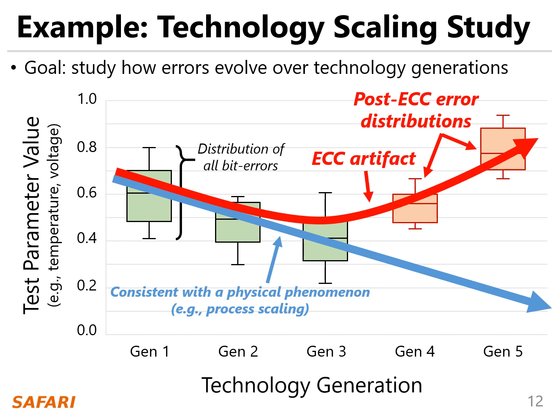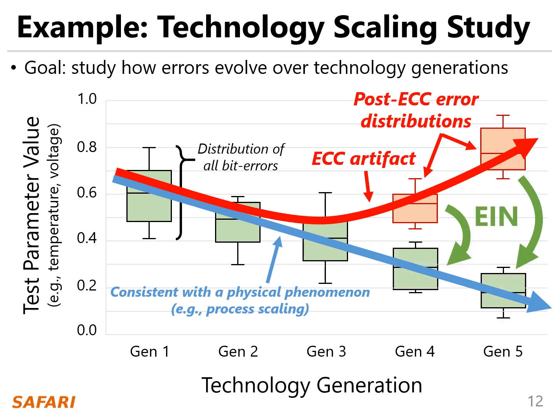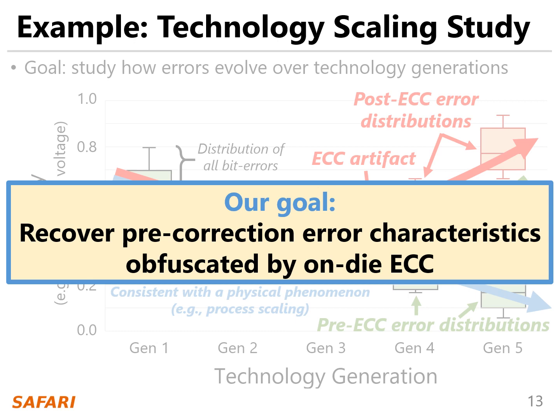Now, if we had a way to look at the pre-ECC error distributions, for example, using the EIN methodology that we propose in our work, we see that the pre-correction error distributions actually follow the trend line we're expecting. And thus, in our technology scaling study, we can conclude that DRAM is following the physical phenomenon that we're expecting. Therefore, our goal in this work is to recover the pre-correction error characteristics that are obfuscated by on-die ECC.